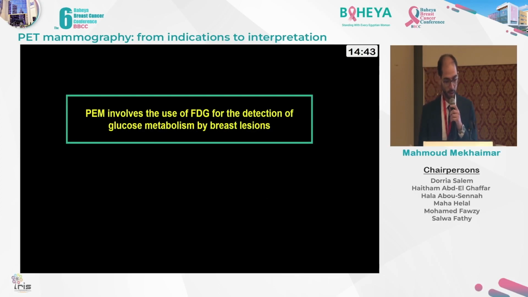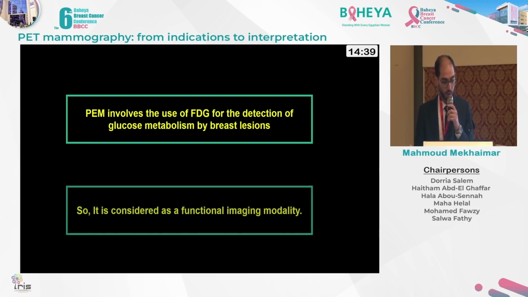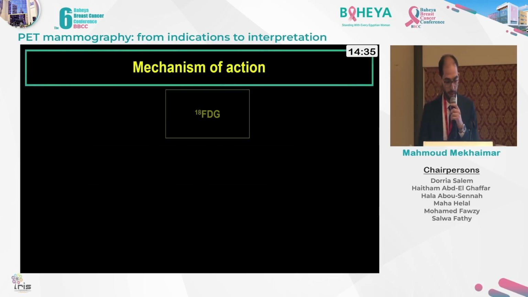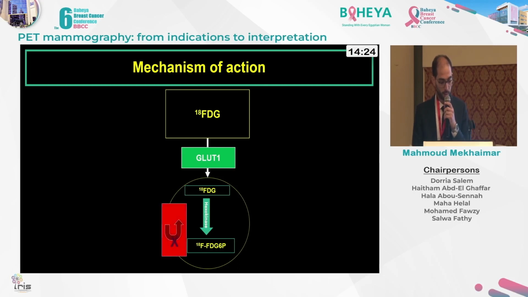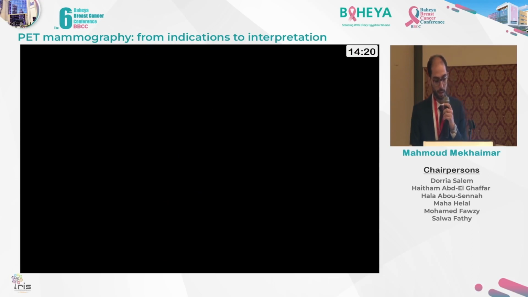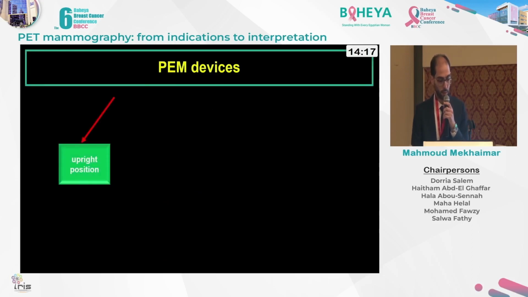PEM involves the use of FDG for detection of glucose metabolism by breast lesions, so it is considered a functional imaging modality. Mechanism of action: FDG is taken up into the cancer cells via the glucose transporter 1. Then it becomes phosphorylated and trapped inside the cells, as it cannot be transported back, leading to its accumulation inside the cells.